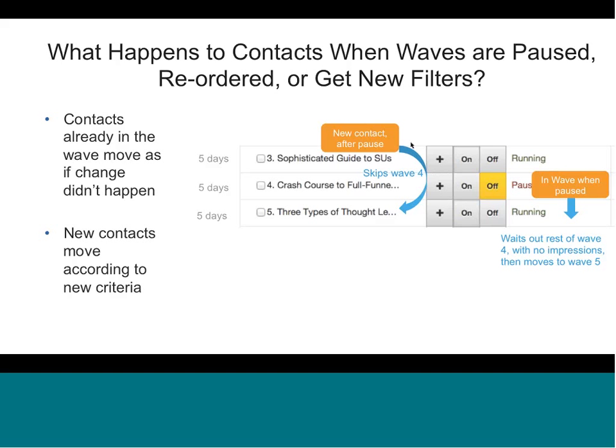If someone is in 3 types of thought leadership when the change happens, they're going to stay there for the rest of the time that they would have stayed there anyway, and then they're going to move to the wave that is now next. So the sophisticated guide to SUs, they might actually see that again. So generally not a big deal, but the thing you want to take away from this is that you don't want to get too into changing things all the time, because it will affect the experience for the contacts that are in those programs, and it'll make it harder for you to evaluate what's actually working.